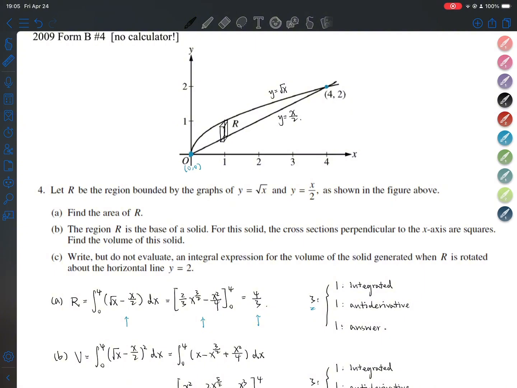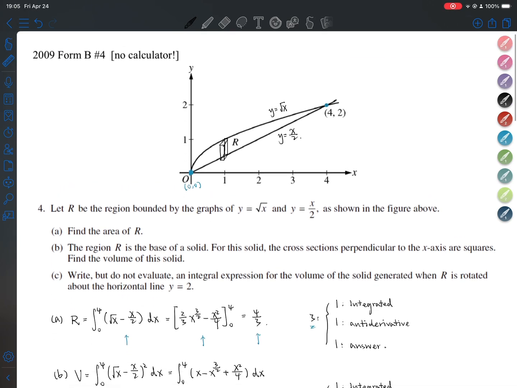Okay, so now let's look at question C. Write but do not evaluate an integral expression for the volume of the solid generated when R is rotated about the horizontal line y equals 2. So now let's just draw the line y equals 2. That's a horizontal line which we will rotate around. And if we want to draw the final solid that's rotated the area about y equals 2, it will be like this. Hope you can see it.